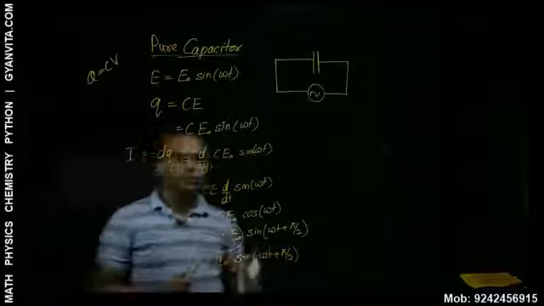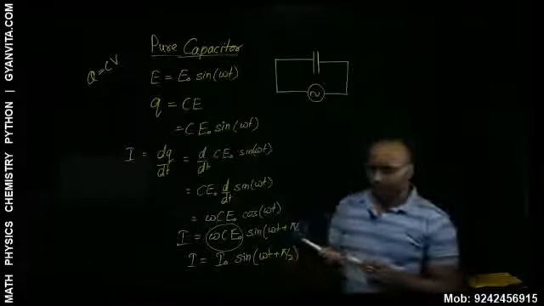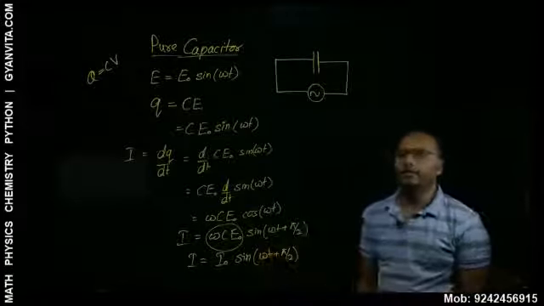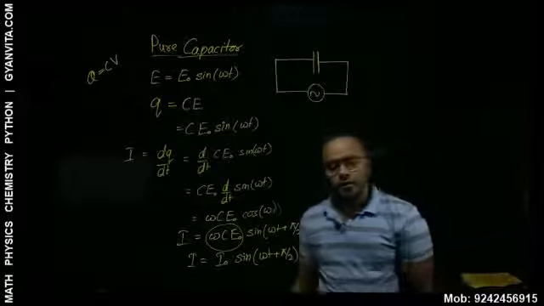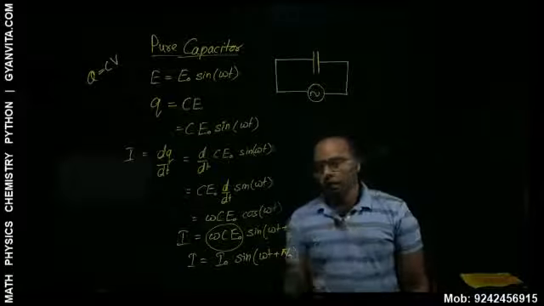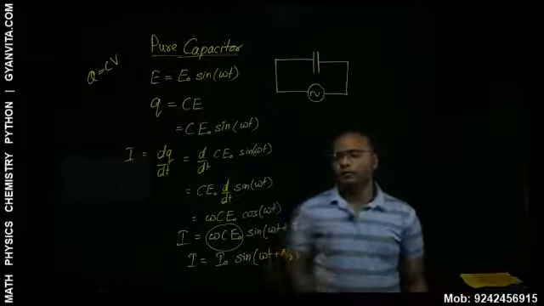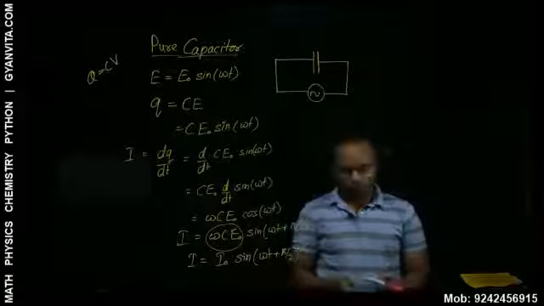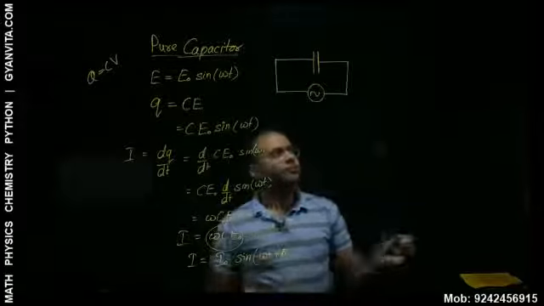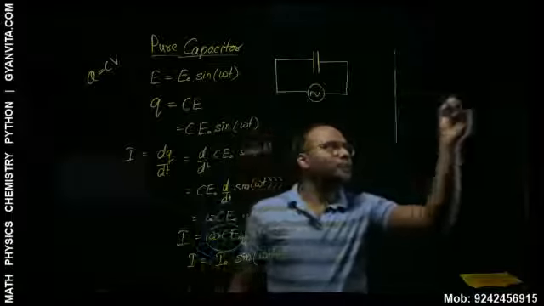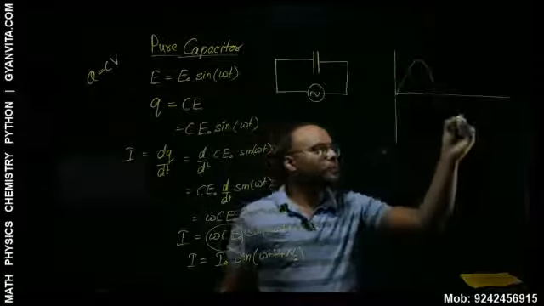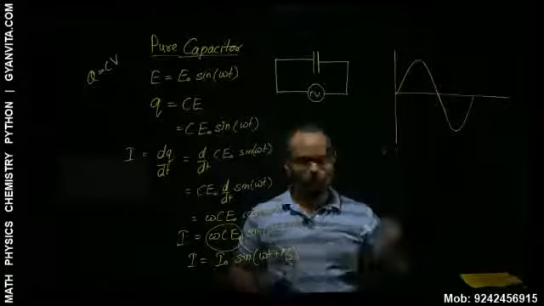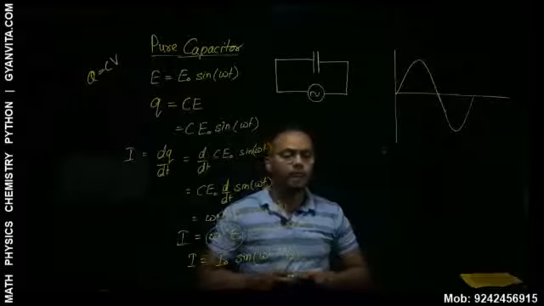And what is the conclusion from this? The conclusion is very simple. Current is pi by 2 ahead of omega t. Earlier it was omega t minus pi by 2. Now it is omega t plus pi by 2. So current is ahead of EMF. If you have to show it using the wave diagram, you can show that as well. So this is the wave diagram. This is your EMF, the input EMF. So current will be ahead of this.